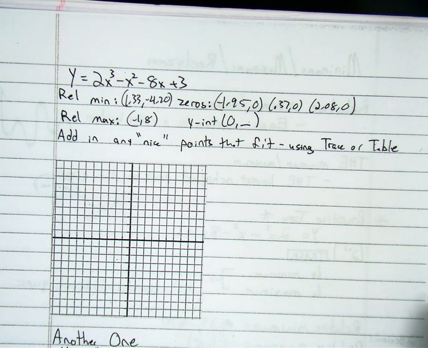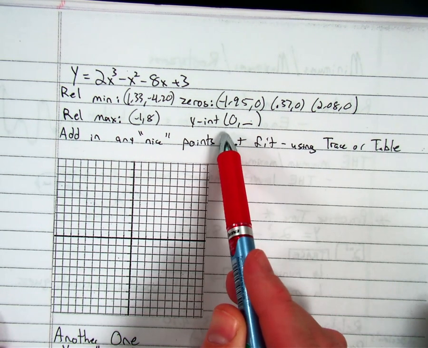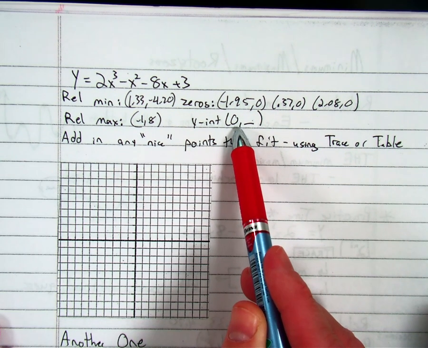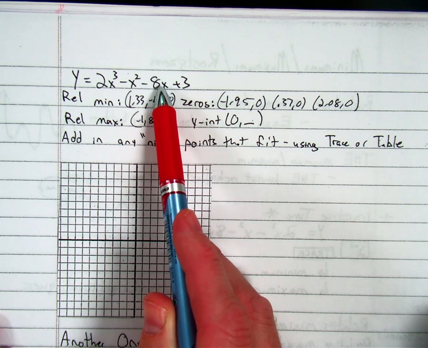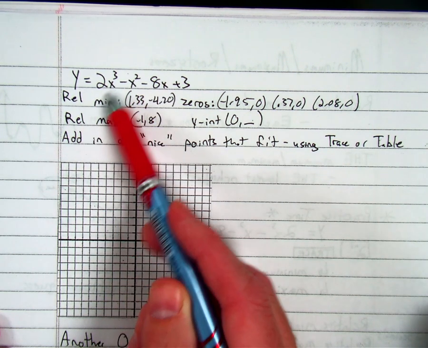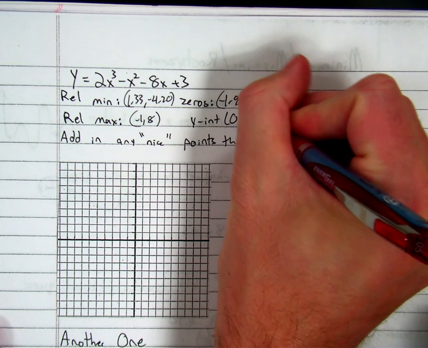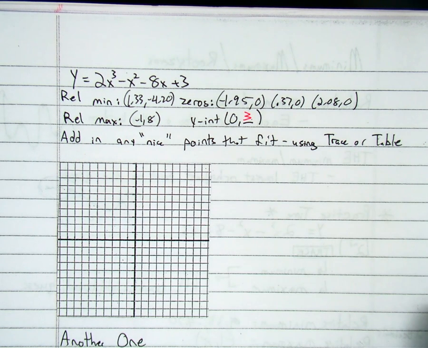How do you get that? Y-intercept, 0 comma something. Okay? If you plug 0 in there to all those x spots, what's going to happen? 0, 0, 0. And you're left with this lonely 3 at the end. Okay?